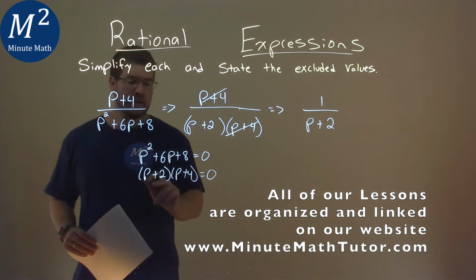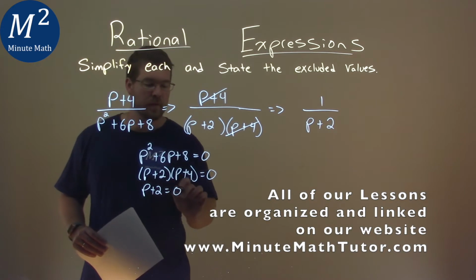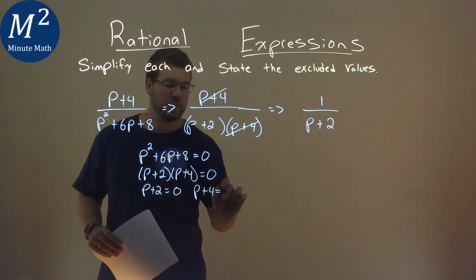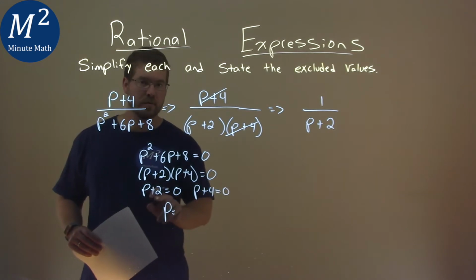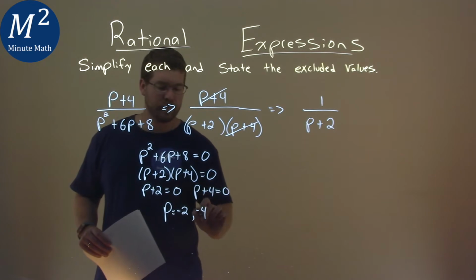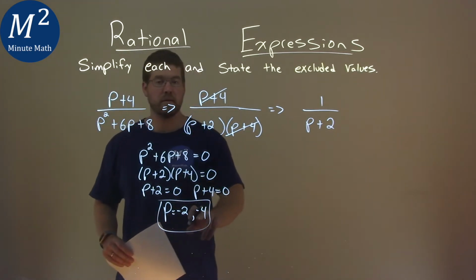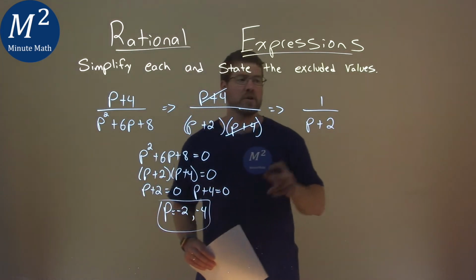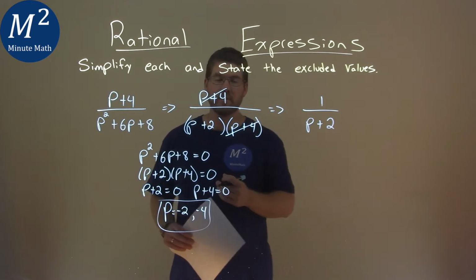And then from there, we can set each part individually equal to 0. p plus 2 equals 0, and p plus 4 equals 0. When solving for p, we subtract 2 from both sides, which will be negative 2, and subtract 4, which will be negative 4. And so the two excluded values here are negative 2 and negative 4, and our simplified expression is 1 over p plus 2, and that is our final answer.